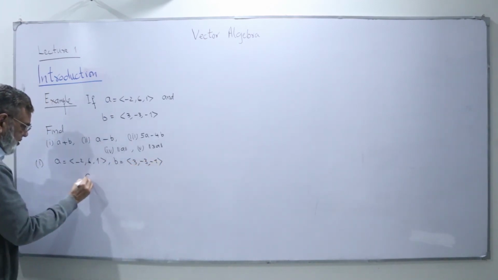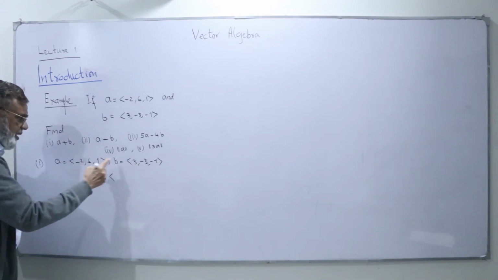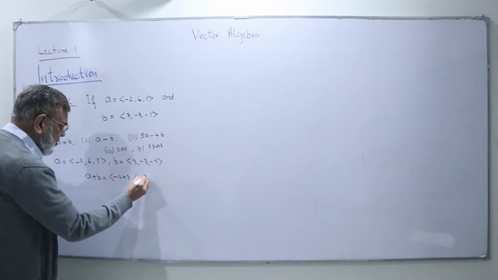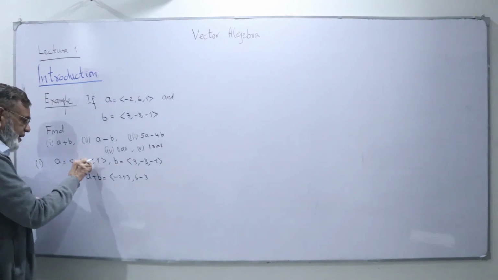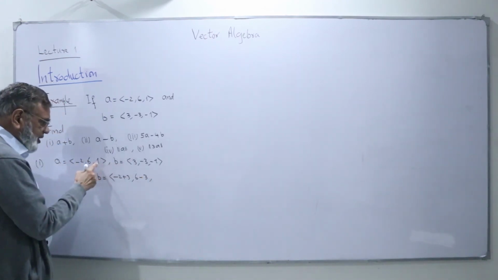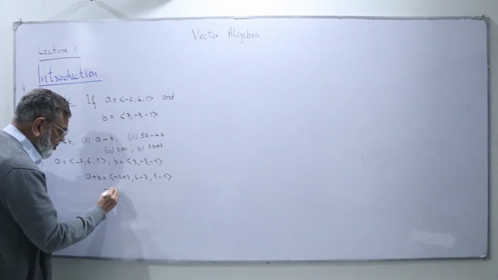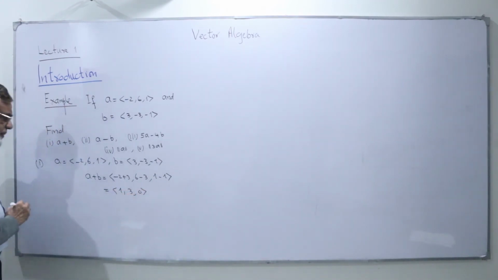So we find here A plus B. A plus B is by component addition. A1 plus B1: minus 2 plus 3. Then A2 plus B2: 6 minus 3. Here is 6. And then A3 plus B3: A3 is 1, B3 is minus 1. We simplify this one. We get 1, 3, and 0. This is my A plus B.